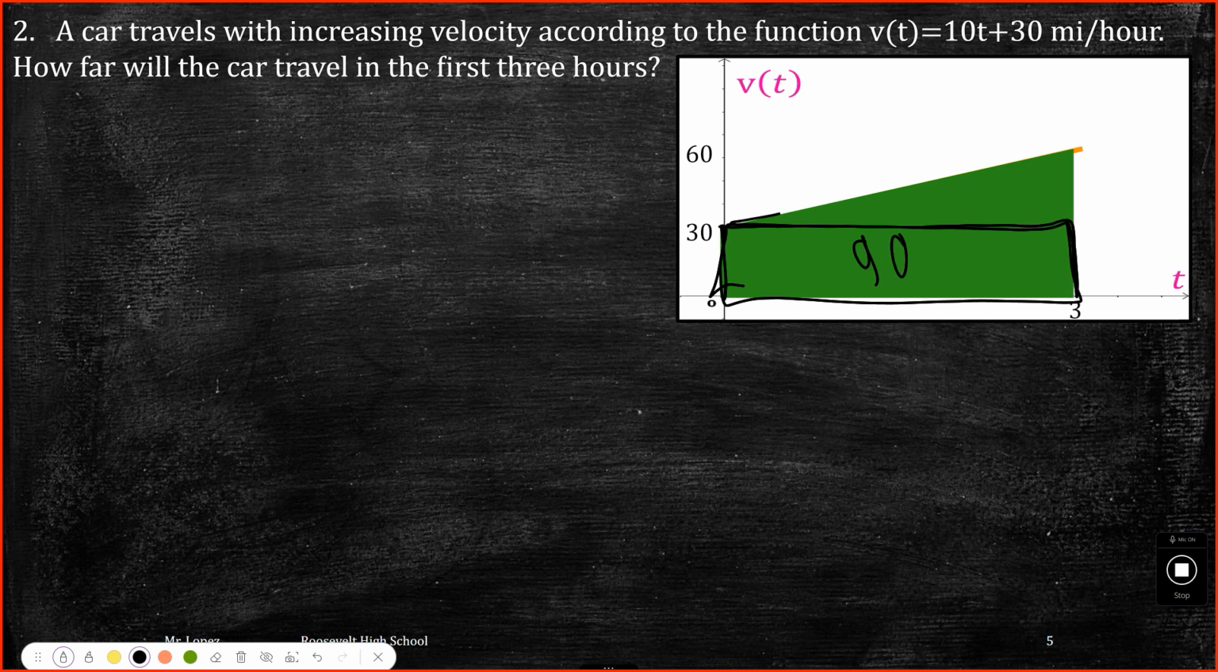And then how can we figure out what this area is? Is that base times height divided by 2? That's a triangle, isn't it? So what is that? The height is what? Is it 30? The base is 3. 90 divided, is it? So how much is that? 45? So it's 135 miles. So what did I say to do?